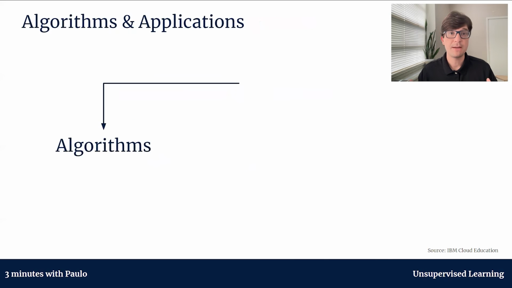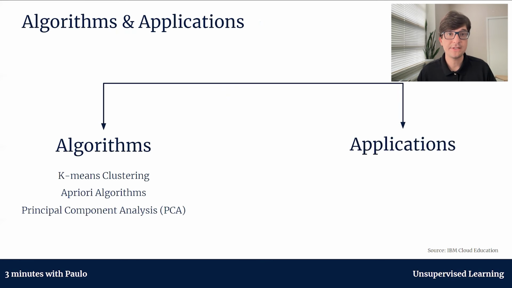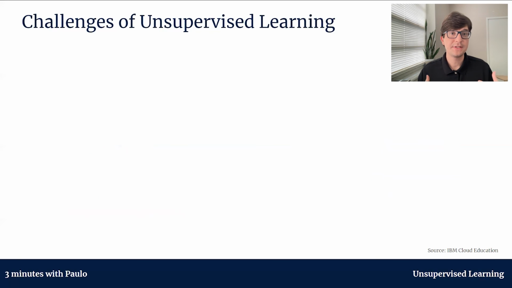Various algorithms and computation techniques are used in the field of unsupervised machine learning processes. Some of the most commonly used learning methods are k-means clustering, a priori algorithms, and principal component analysis. The ability to find similarities and differences in information makes it the ideal solution for anomaly detection, image recognition, customer segmentation, and recommendation engines.